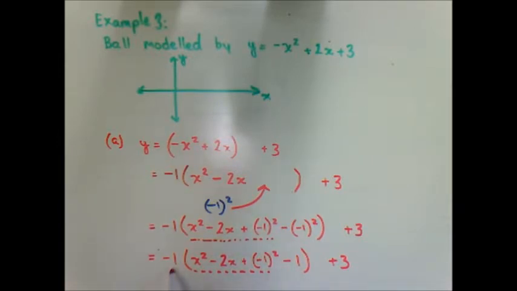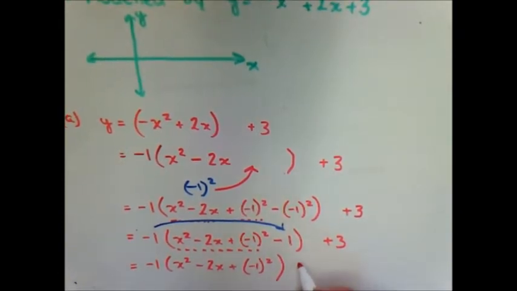I need to move this negative 1 outside of the bracket, but it isn't isolated. It's being multiplied by negative 1 right now. So in order to move it out of the bracket, I need to distribute the negative 1 to the negative 1. So negative 1 times negative 1 is positive 1. So now I'm left with a bracket of x squared minus 2x plus negative 1 squared.